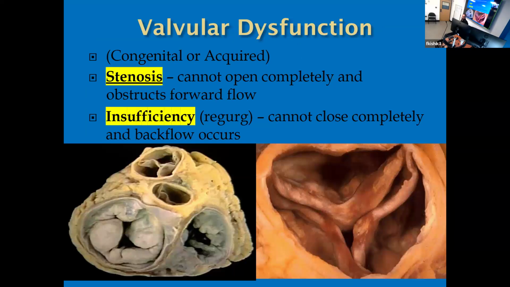Valvular dysfunction can be congenital or acquired. Stenosis is when it doesn't open completely. Regurgitation is when it's backing up. Both of these, just so you know, back up into the previous chamber. I used to think that stenosis made the distal chamber large. It does, but a lot of the work goes to the previous chamber.